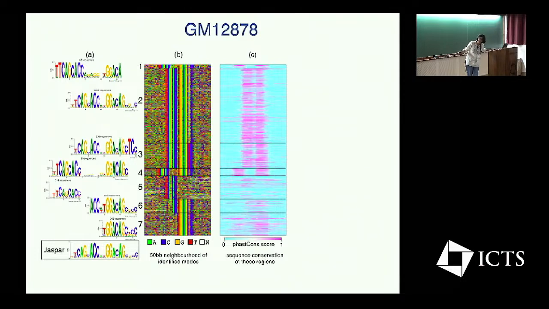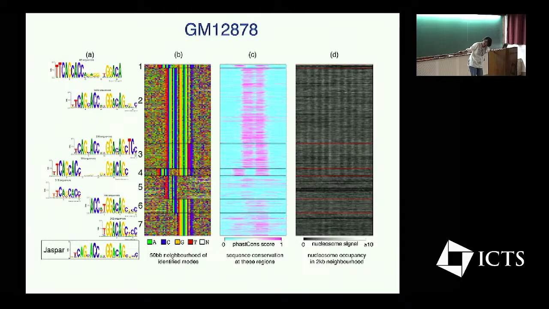Here I'm just plotting sequence conservation, and you can see that the sequence conservation is very different based on whether you have the full site or just the half site. We also looked at nucleosome occupancy, because REST is also supposed to get these nicely positioned nucleosomes. And here you can see that the ones where REST is actually binding with both the half sites, you get a much nicer nucleosome occupancy.